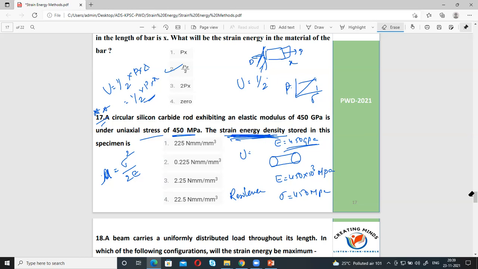What is the answer? Sir, it's option 2, sir. Option 2. Okay. Have you calculated? Yes, sir. Okay. So it may be termed differently; they may ask, what is the resilience stored in this specimen? Compute the resilience stored in the specimen. Okay. Next.